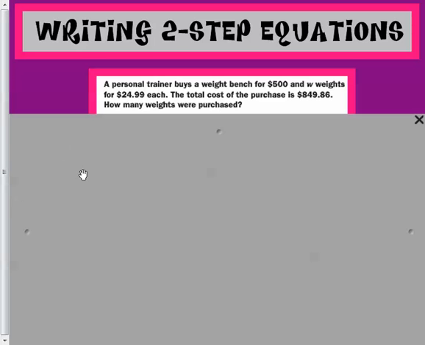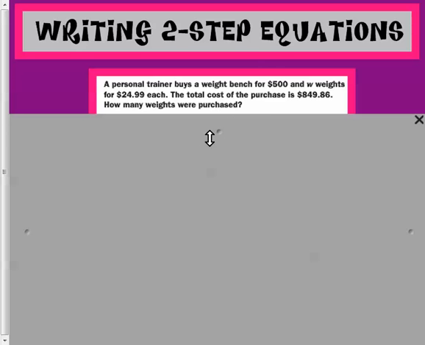So let's try this one. A personal trainer buys a weight bench for $500 and W weights for $24.99 each. The total cost of the purchase is $849.86. How many weights were purchased? See if you can do this one, and I'll be back in just a second to show you what I did.